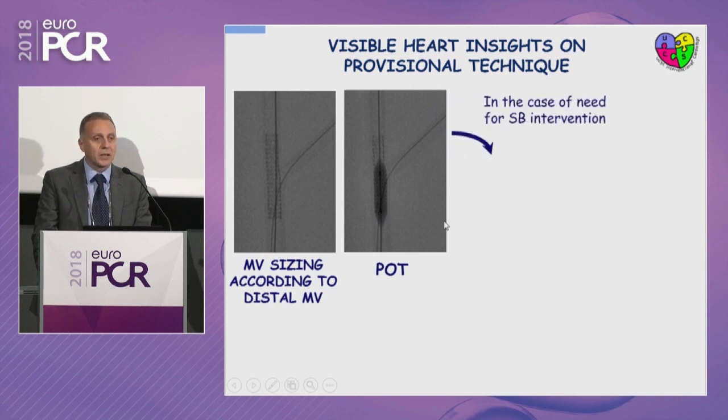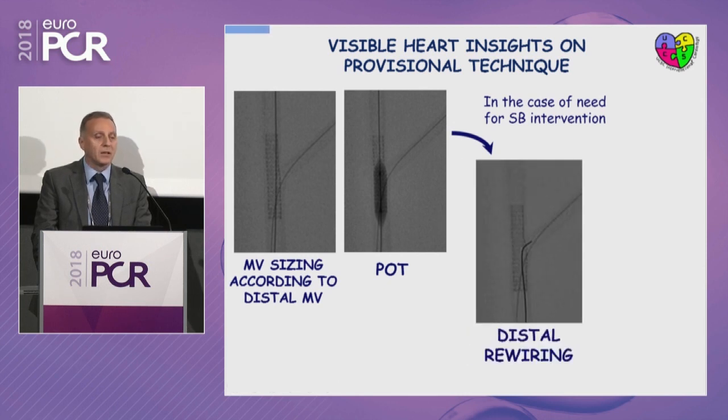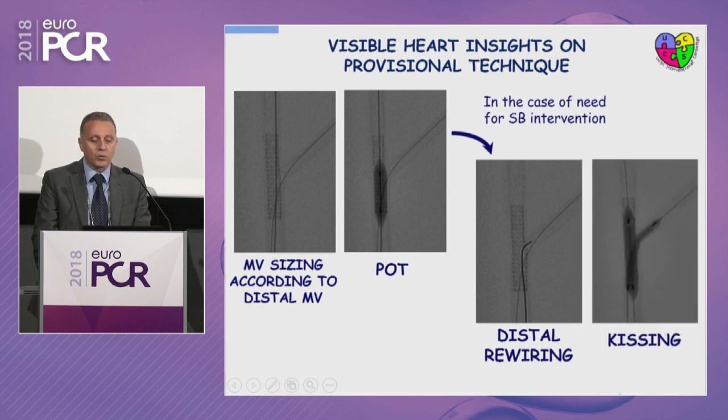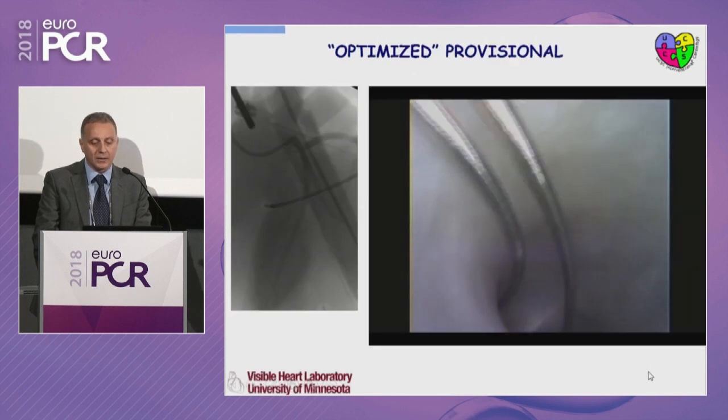Thereafter, in the case of side branch interventions, there are a lot of ways to solve. But what we know that is important is to perform a distal rewiring, trying to get inside the distality, and then eventually performing the kissing balloon inflation. When you have long overlaps, it is also advisable to re-POT at the end.